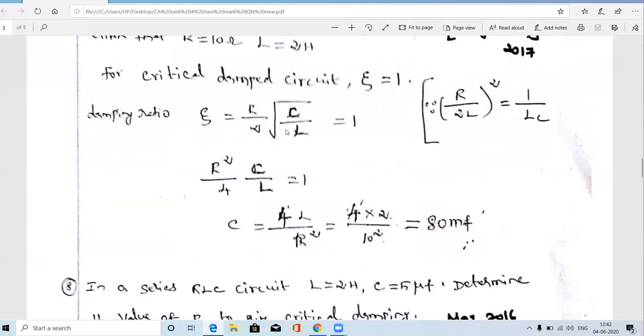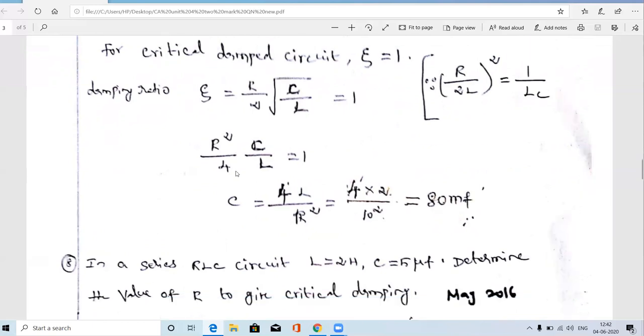But from this formula, R is given, L is given. We have to find the value of C. So the C is under the square root, that's why we are taking square on both sides. If you take square on both sides, we will get R squared by 4 times C divided by L is equal to 1.